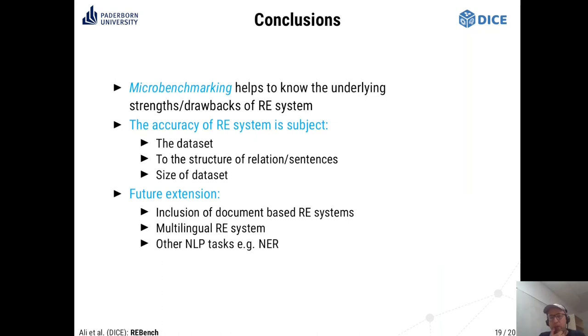So in conclusion, I would say that microbenchmarking helps to know the underlying strengths and drawbacks of a relation extraction system, and the accuracy of an RE system is subject to the data set, the structure of relation sentences, the size of the data set, and many more factors. For a future extension, we have already worked on the inclusion of some document-based relation extraction systems. We will try to look into multi-language relation extraction systems and other natural language processing tasks such as NER.